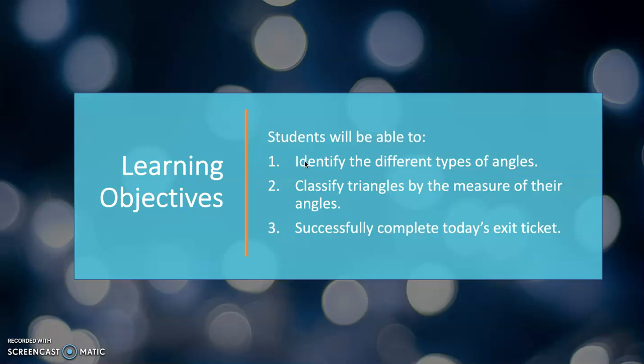The objectives for today. Students will be able to: 1. Identify the different types of angles. 2. Classify triangles by the measure of their angles. And 3. Successfully complete today's exit ticket. So the sub should have given you a worksheet that we are going to fill in the blanks for your notes on one side. And then on the other side, you have some practice work. When you're done with that worksheet, you can ask for the exit ticket that will be collected and graded, of course.